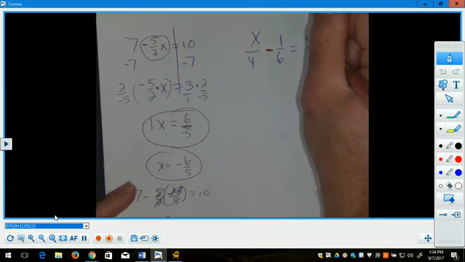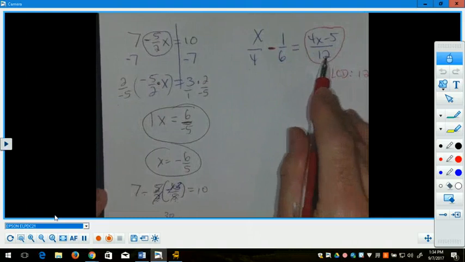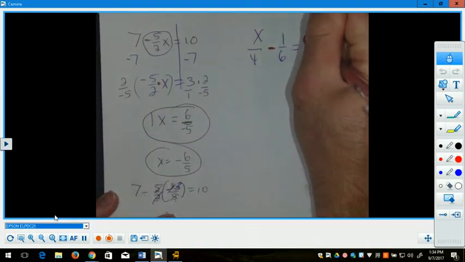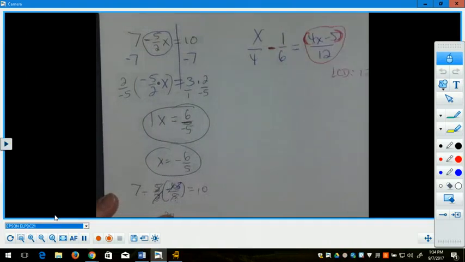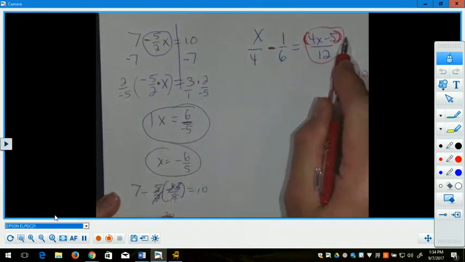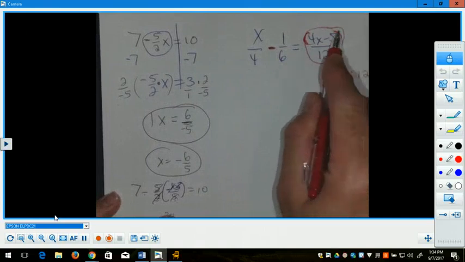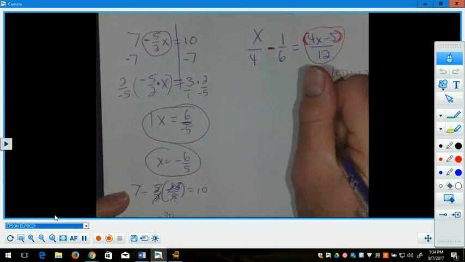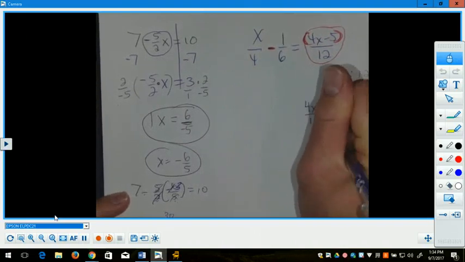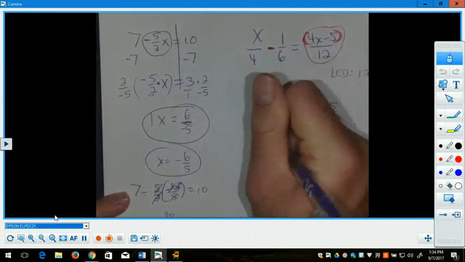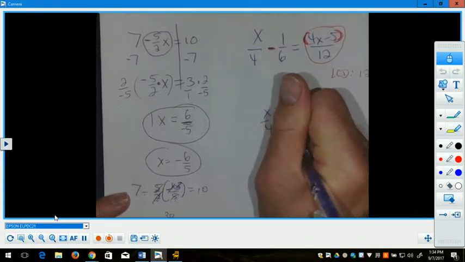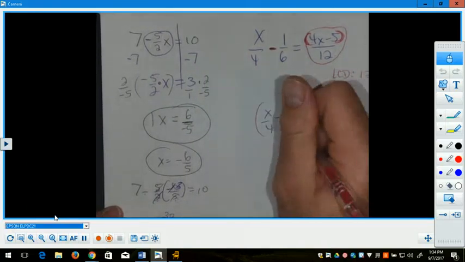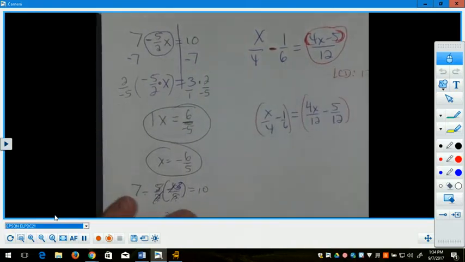Before I can do that, most of you preferred to separate this into two fractions. You don't have to. If you're not going to, then you have to at least put your numerator in parentheses so that when you're done, whatever number's left up here will get distributed into both terms. Most of you wanted to separate it, and that's okay. So if you separate that, you have 4x over 12 minus 5 over 12 on the right-hand side.